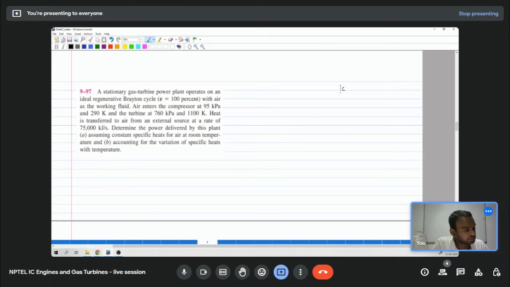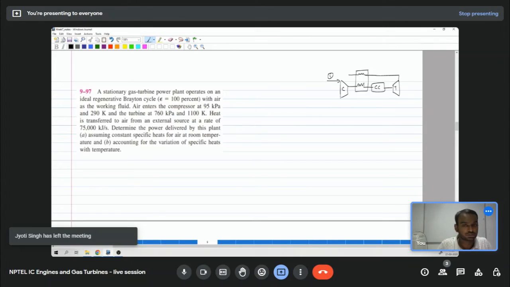So we have a compressor, and we have a heat exchanger, and we have a combustion chamber connected to the turbine, and then this goes with this. This is 1, 2, 3, 4, 5, 6.